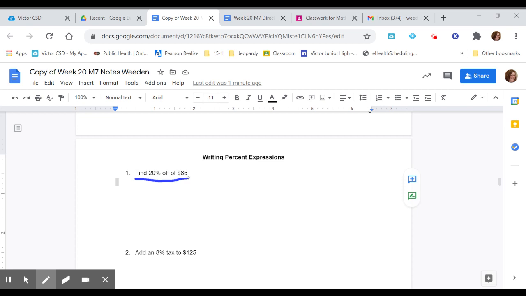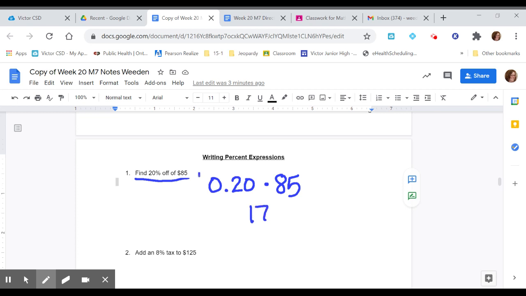But I want to remind you that when we wrote equations, but this time we're going to skip the equal sign and write them as expressions, we wrote 20% as a decimal and we simply multiplied. So 20% is 20 hundredths. So we write that as 0.20, or 0.2 is fine, times 85. And that will give us what 20% of 85 is. And that is 17.